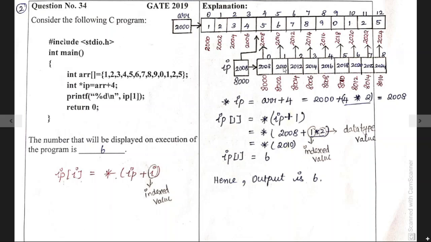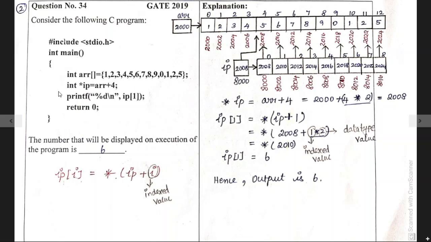In 2010, it holds 6 as a value. So that is what I have written here. IP of 1 contains the value 6. Likewise, I need to find all the values for the pointer variable IP.